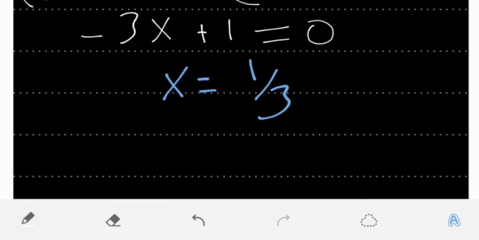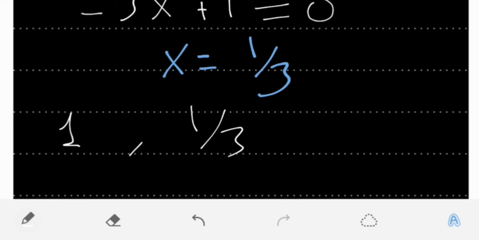So the maximum is 1 and the minimum is a third.